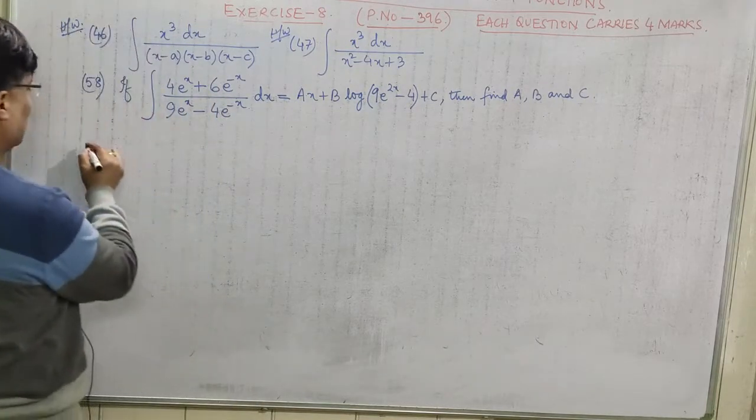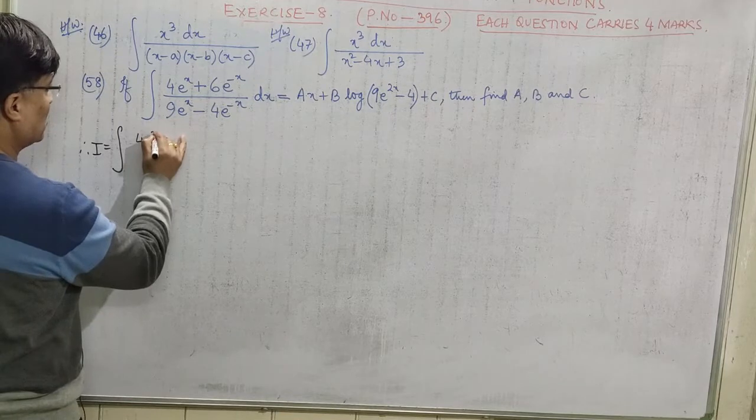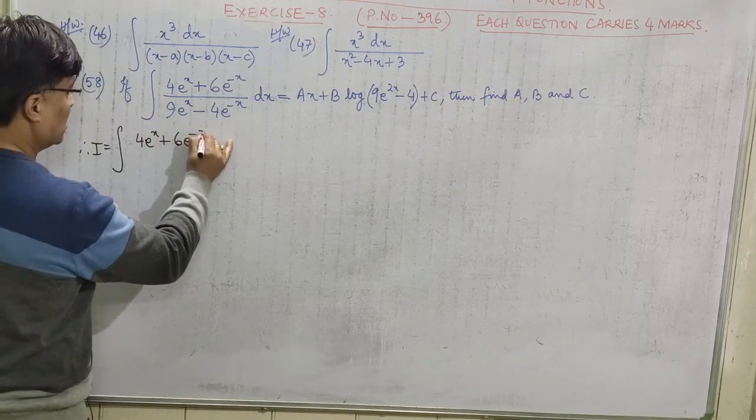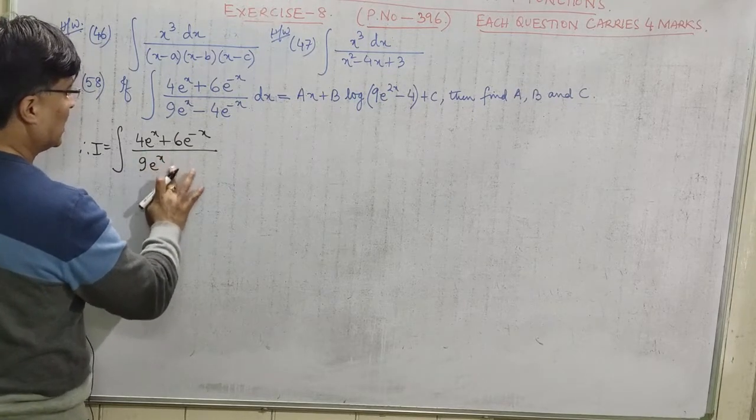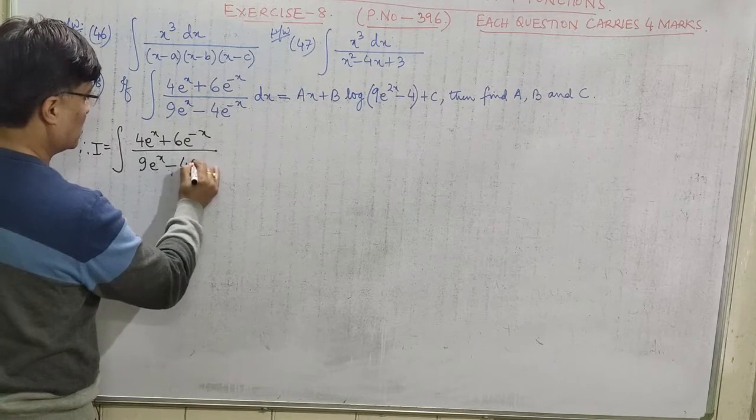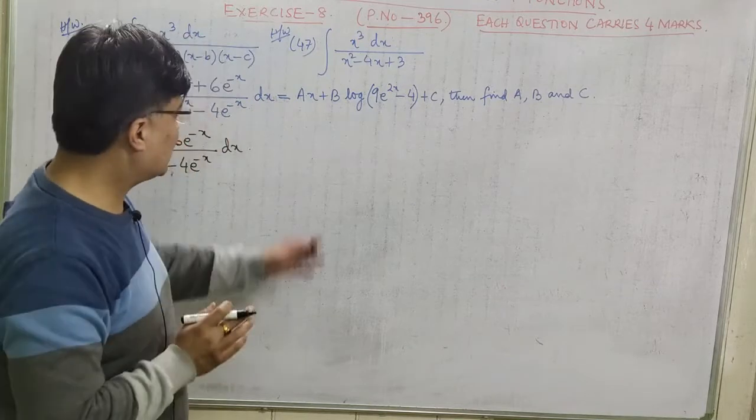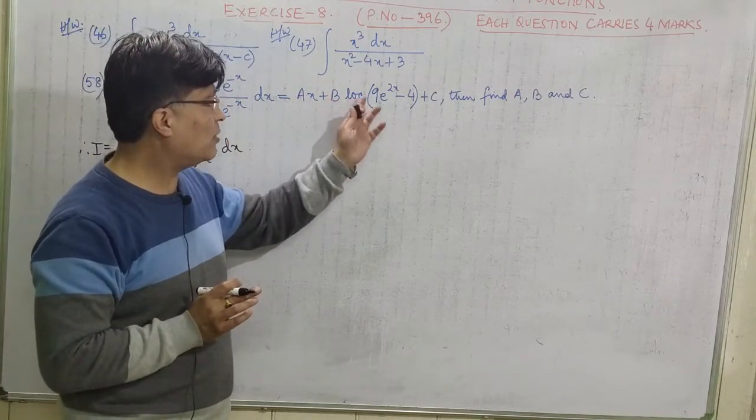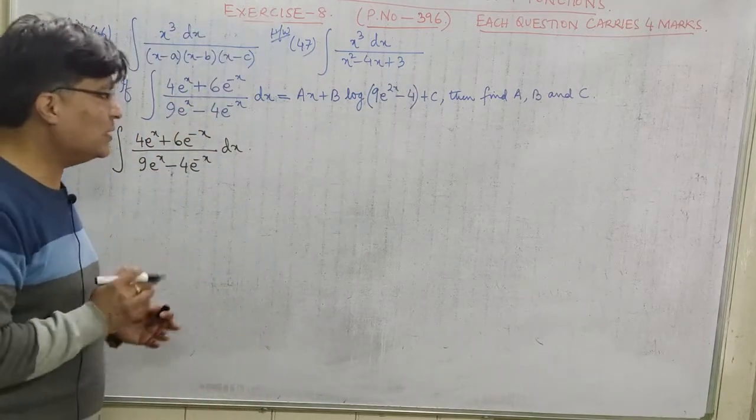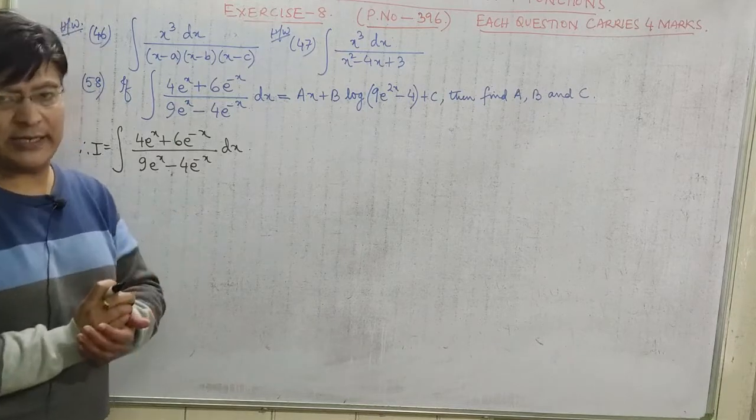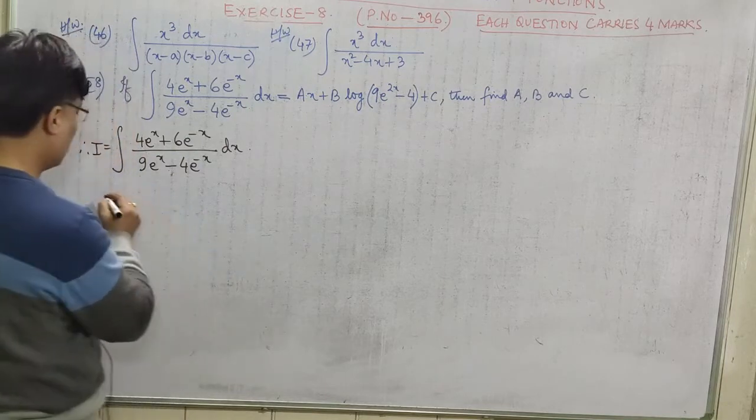So let us find it. Let us write capital I is equal to integral of 4 e to the power x plus 6 e to the power minus x divided by 9 e to the power x minus 4 e to the power minus x dx. Now, since you have to get this expression ax plus b log within bracket 9 e to the power 2x minus 4 plus c, let us simplify e to the power minus x. Actually, what is e to the power minus x? It is 1 upon e to the power x, right? Let us simplify it now.